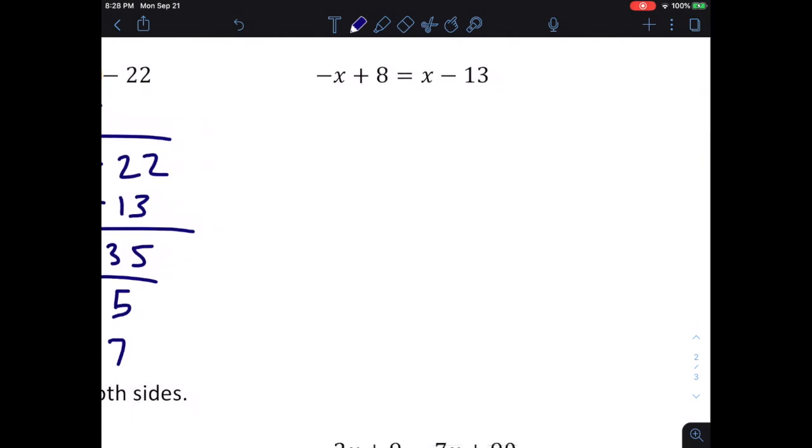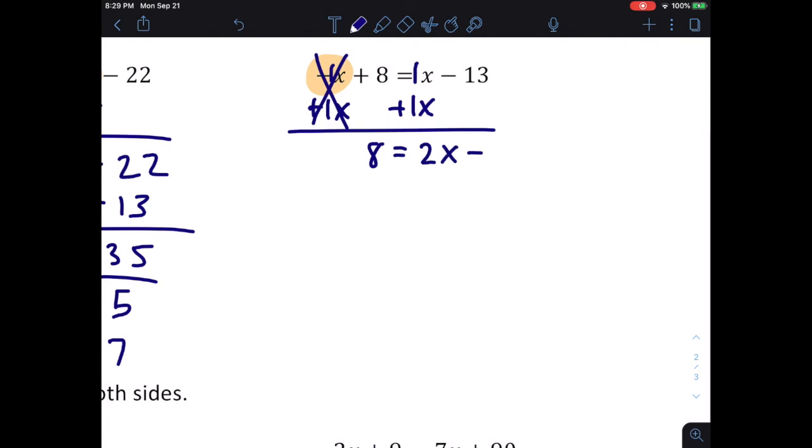All right, one more. Which one's smaller, x or x? Remember what I said about negatives? Negatives are always smaller. So this one is going to be smaller than the positive x on the right-hand side. And they're both 1s. So I'm going to put 1s in there. So the one on the left is negative 1, obviously. So I'm going to add 1x to both sides. Okay, so the 1s cancel each other out. So we have 8 equals 1 plus 1 is 2. So we have 2x minus 13.